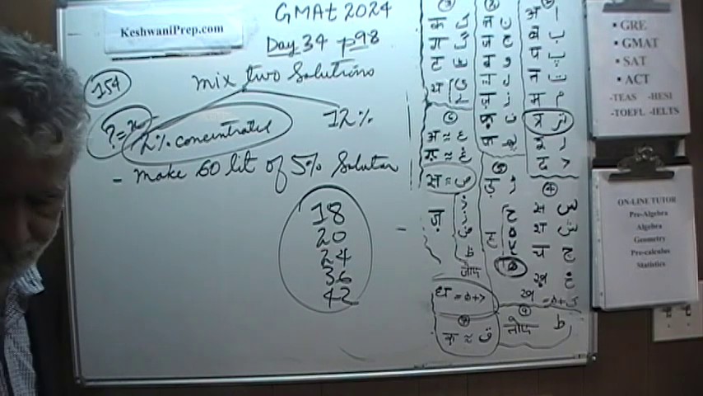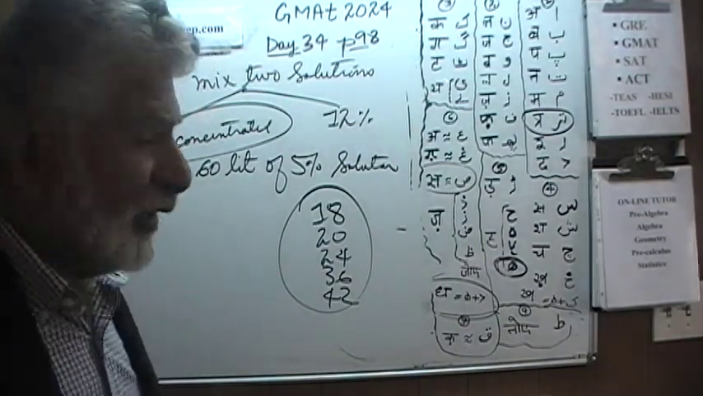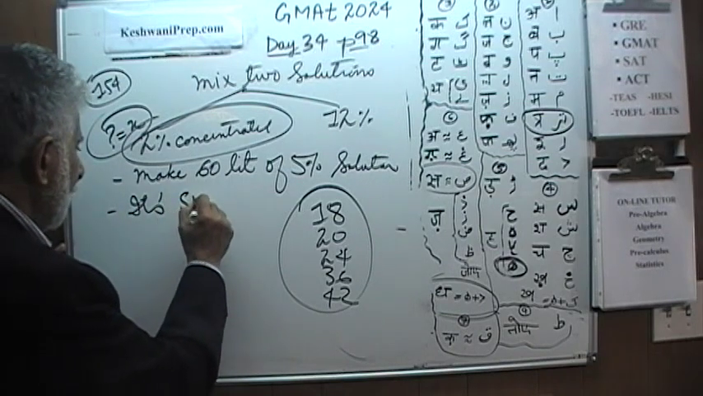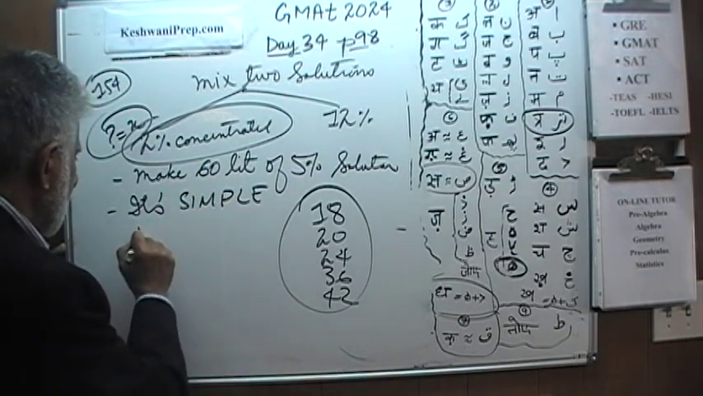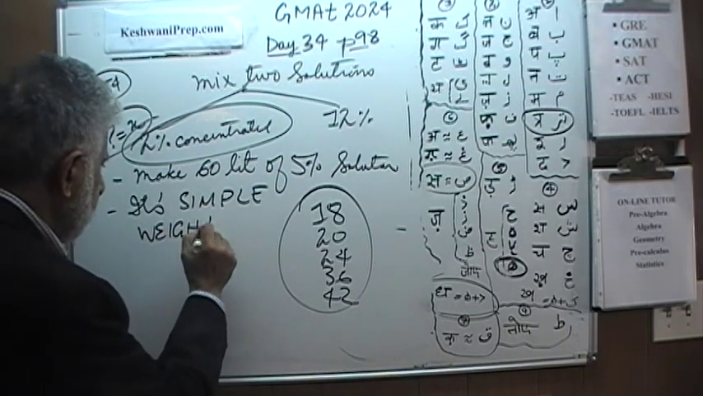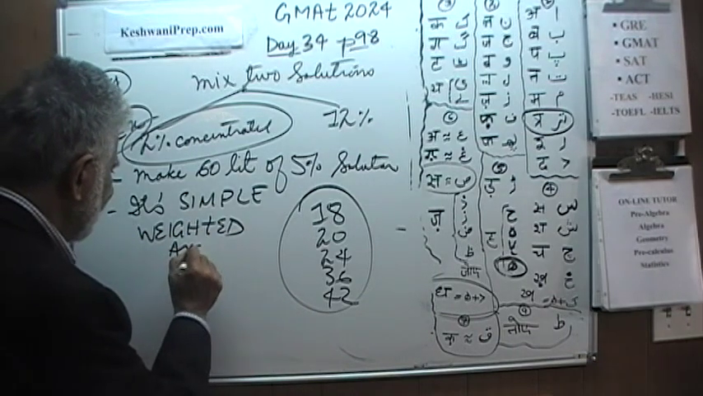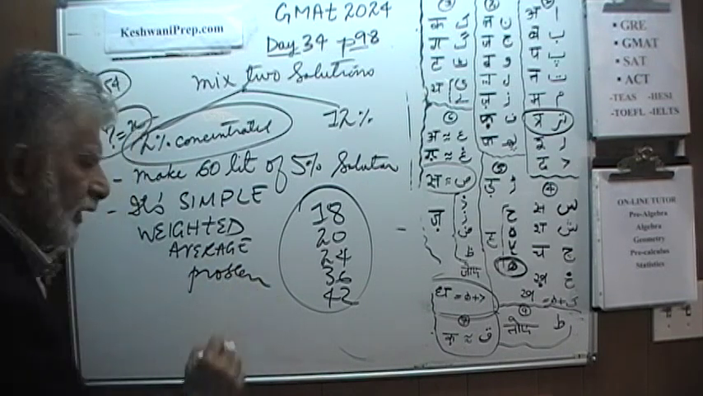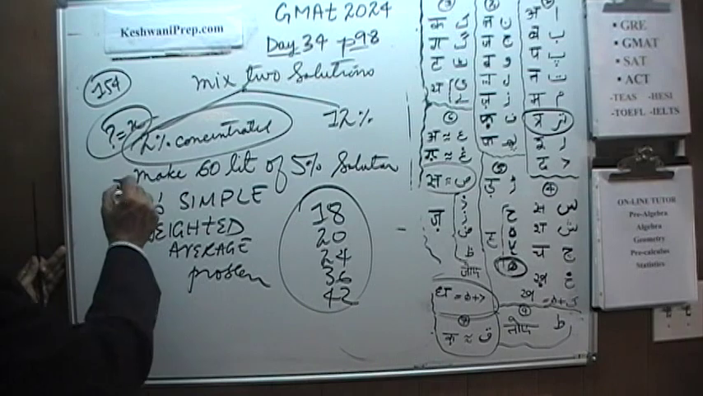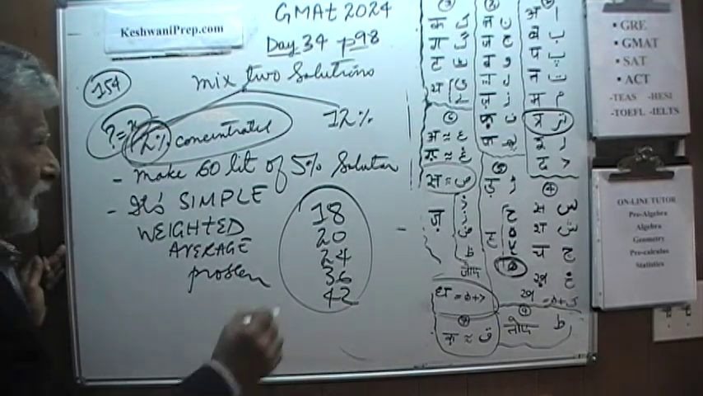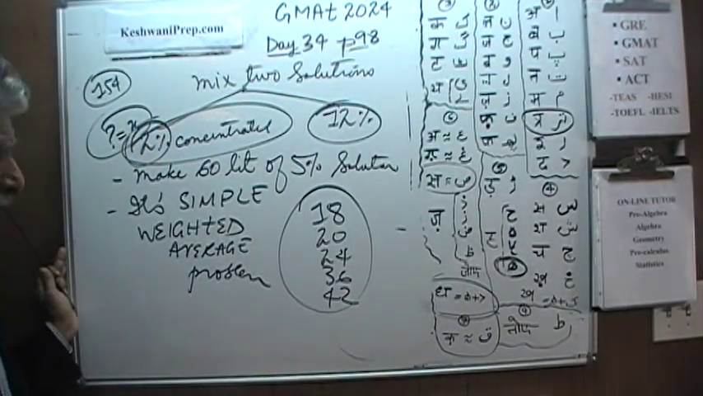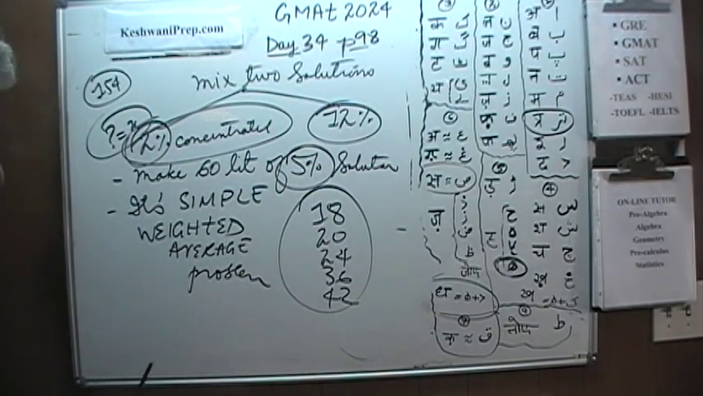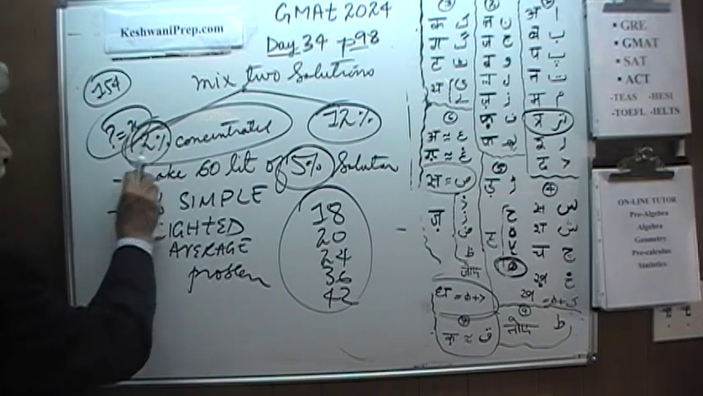Okay, let's take a look at it. This question is a very simple weighted average problem, and that's all it is. One quantity is going to have a weight of 2, the other quantity is going to have a weight of 12, and the final thing has to be 5. Let's see, how do we set it up?